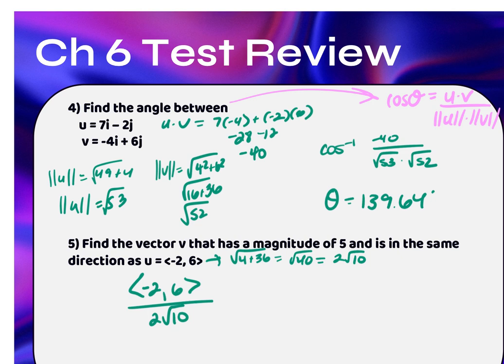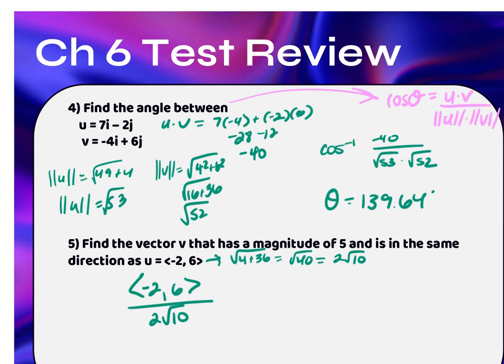And then the magnitude of u is the square root of 7 squared plus negative 2 squared, so I get the square root of 53. The magnitude of v is the square root of 4 squared plus 6 squared, so 16 plus 36, I get the square root of 52.